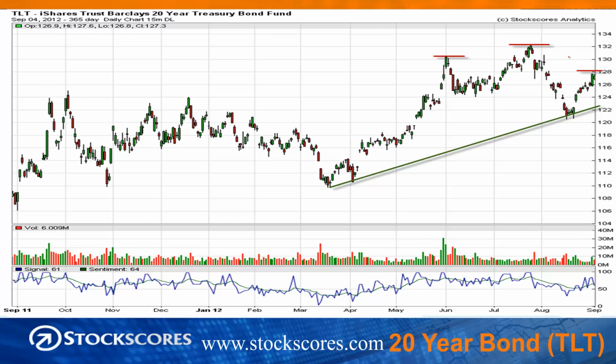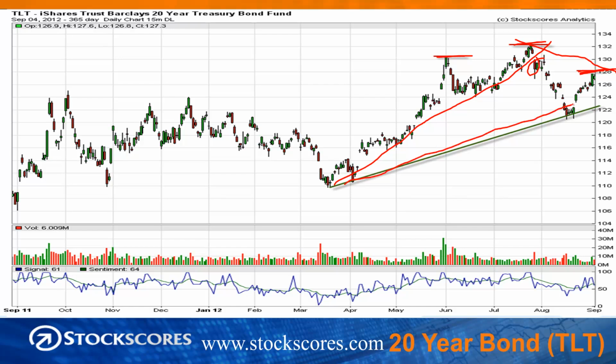Here's a chart of the 20-year bond. This is TLT, an ETF that represents 20-year treasuries put out by the U.S. government. Well, notice we had a top here and then a higher top, and we may now form a falling top. Now remember, falling tops, sign of pessimism. We've already broken this upward trend line. We did that there, so that optimism was broken.